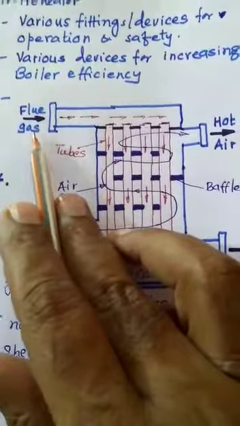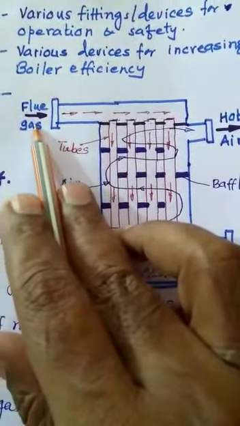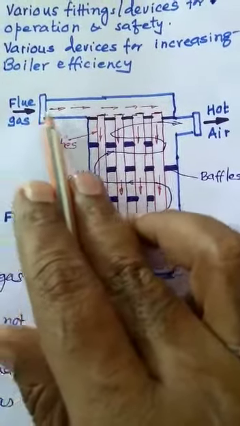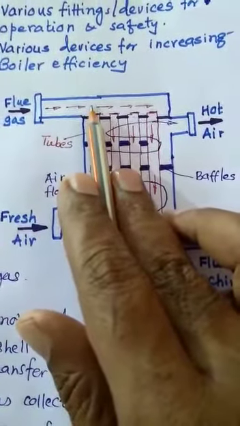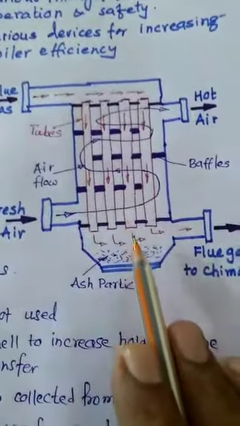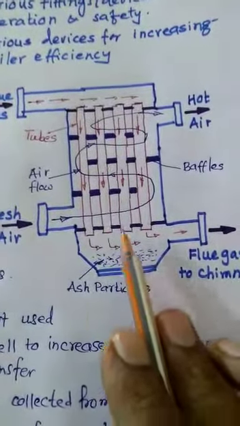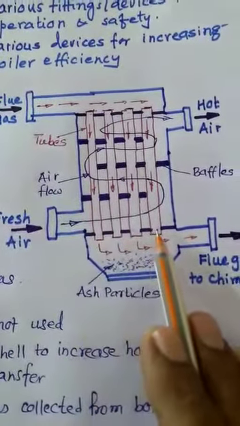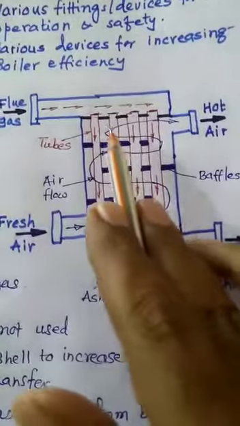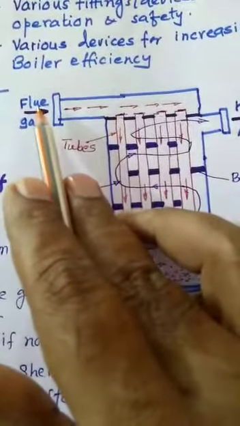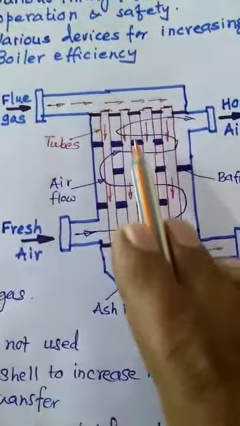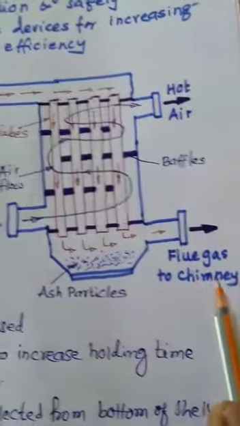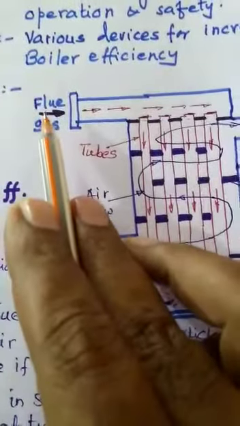These are the flue gases going out from the chimney. They are taken into this header. This is the top header. This is the bottom header. Top and bottom header, they are holding a number of tubes, and through these red color tubes these flue gases are flowing from top to bottom and they are again sent back to the chimney. So this is the flow of flue gases.